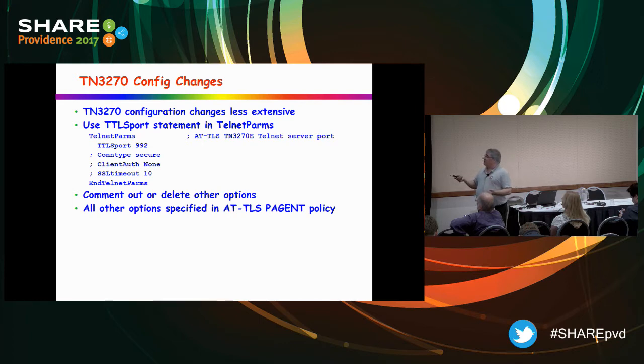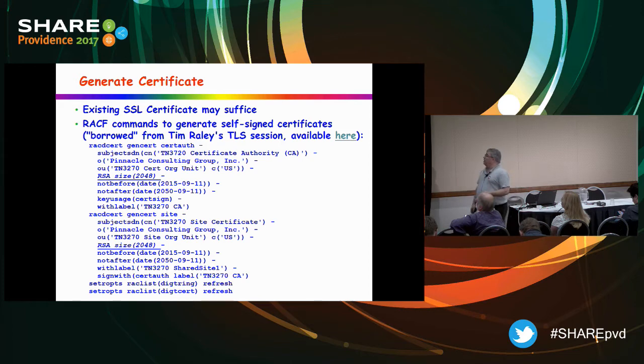The TN3270 configuration is pretty simple. You comment out everything but this TTLSPORT and your port number. So if you want to do TTLSPORT, in my case 992, that's really all that goes in your TELNETPARMS statement. That's it. Everything else is in the AT-TLS Pagent policy, okay?